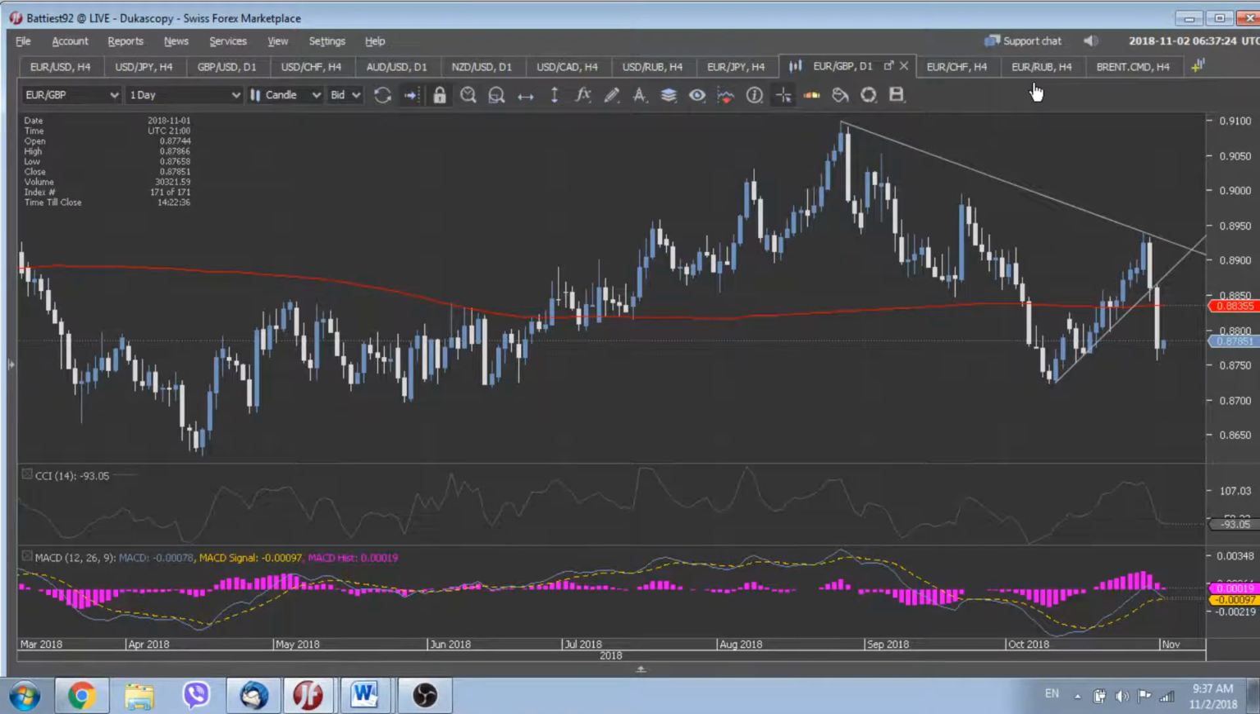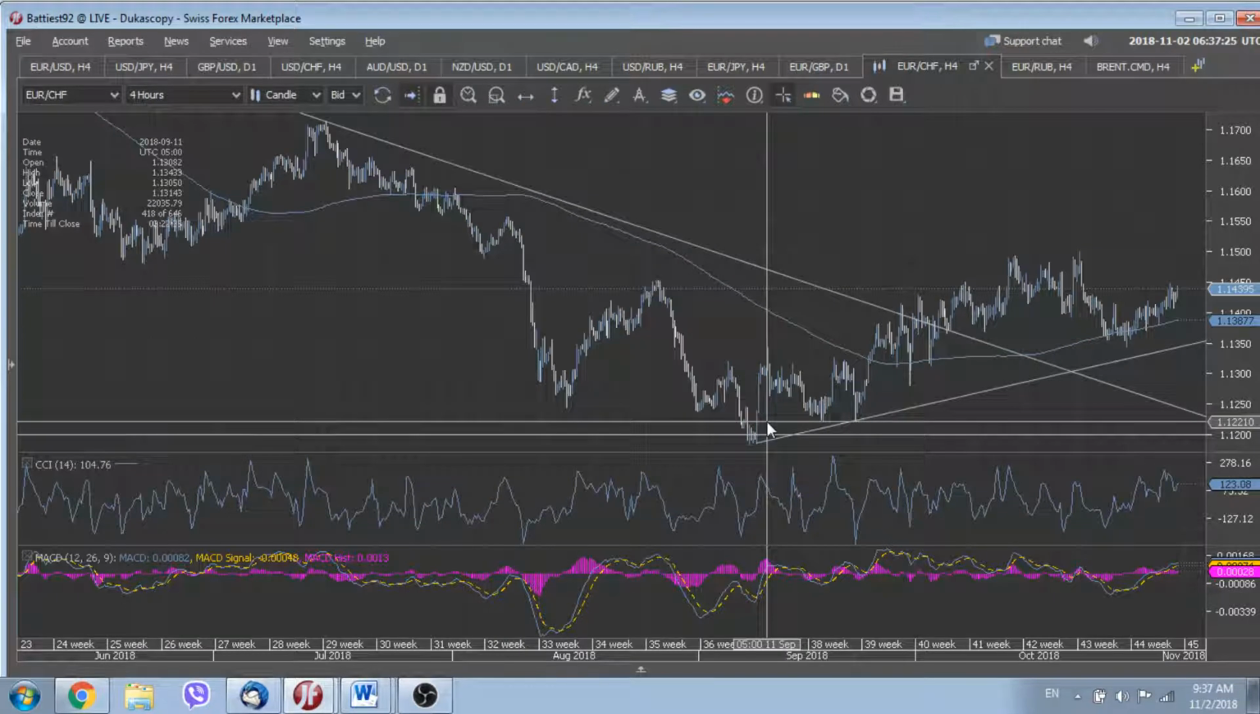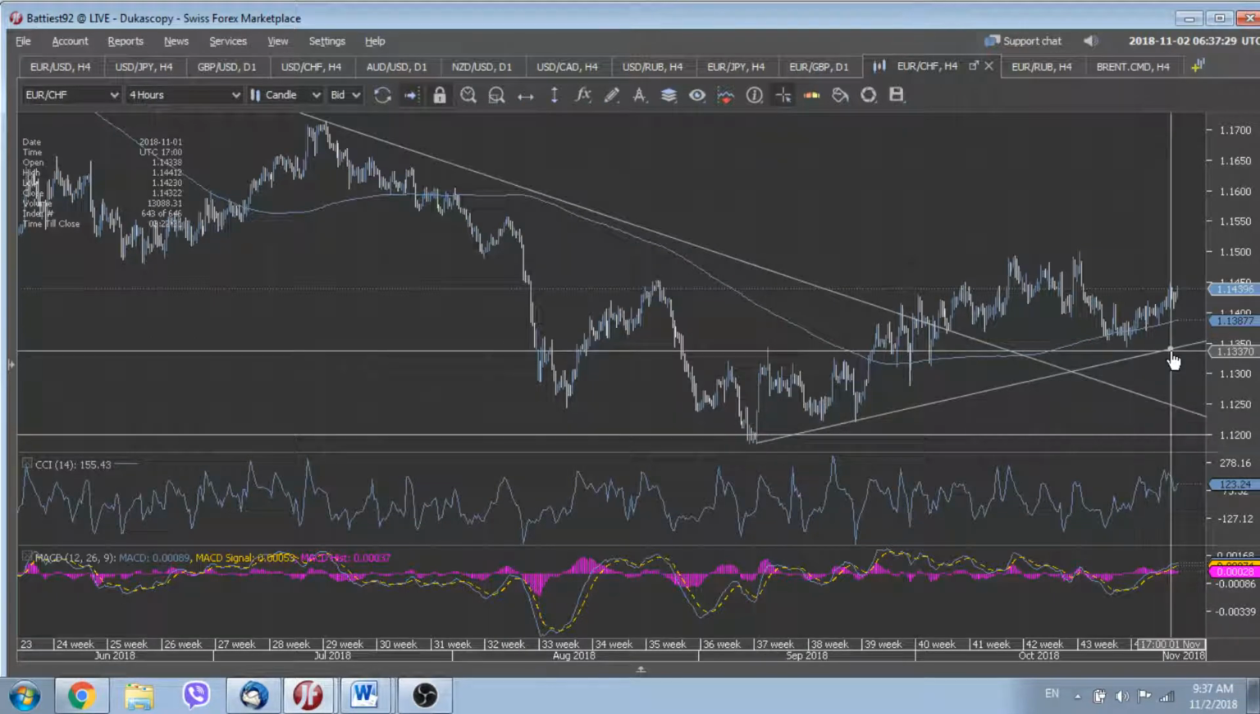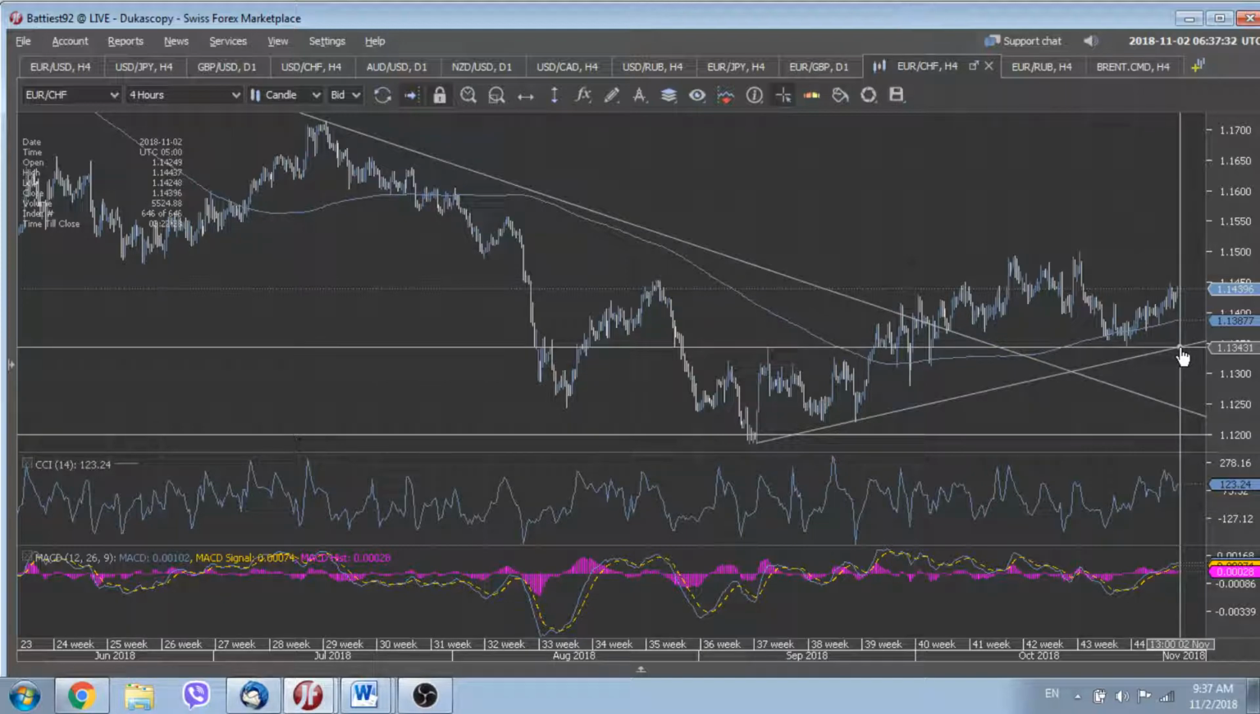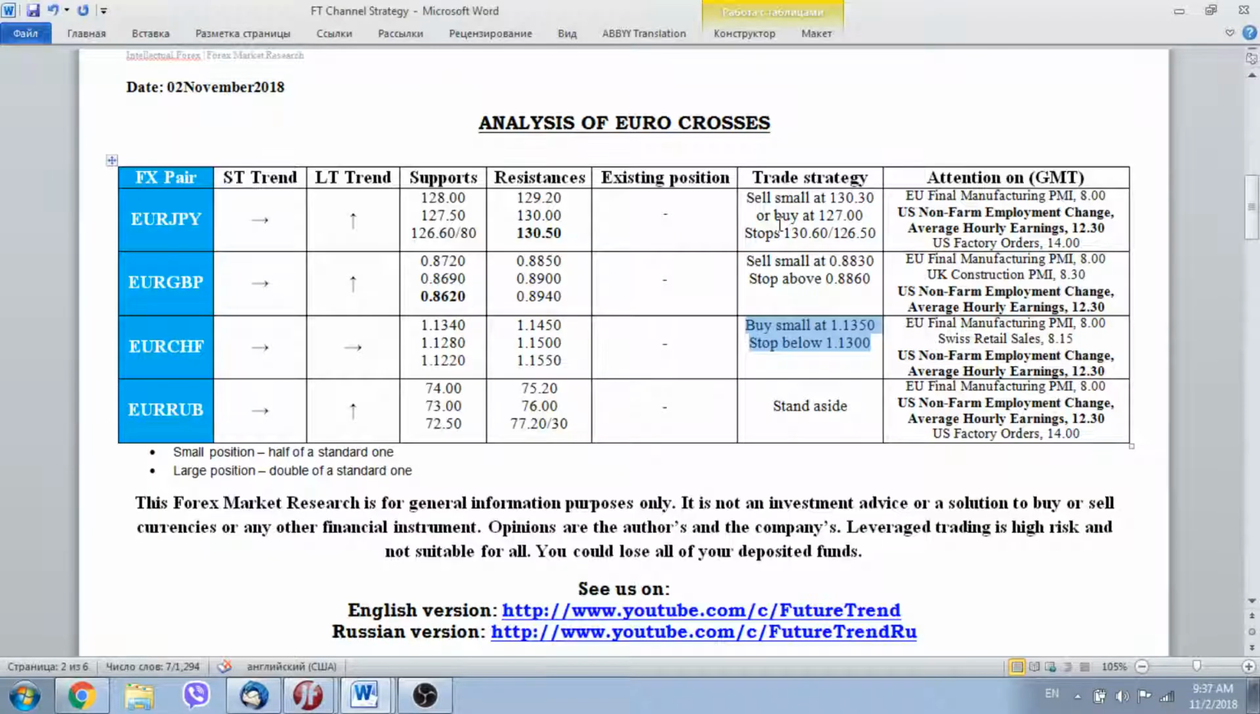As regarding Euro Swiss, here the situation remains the same. Easy buy on a possible dip to the current uptrend located at 113.40. That's why we are ready to buy at 113.50 with a stop below 113. And Euro Sterling, we are ready to sell it at 88.30.